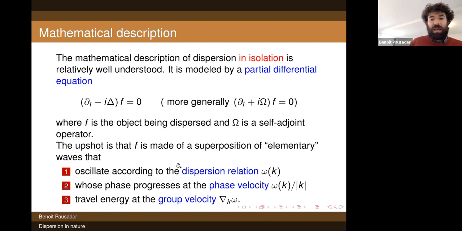It's going to oscillate at a given velocity, which is given by some function called the dispersion relation. The speed at which it oscillates, so the phase of oscillation, is going to move at a certain velocity, which is given in terms of the dispersion relation. But in fact, the real content in your system, the energy, is going to move at yet another velocity, which is a little harder to see, but it's also something that you understand and is completely explicit in mathematical terms. All right, so the mathematical description can be understood using those three ideas.